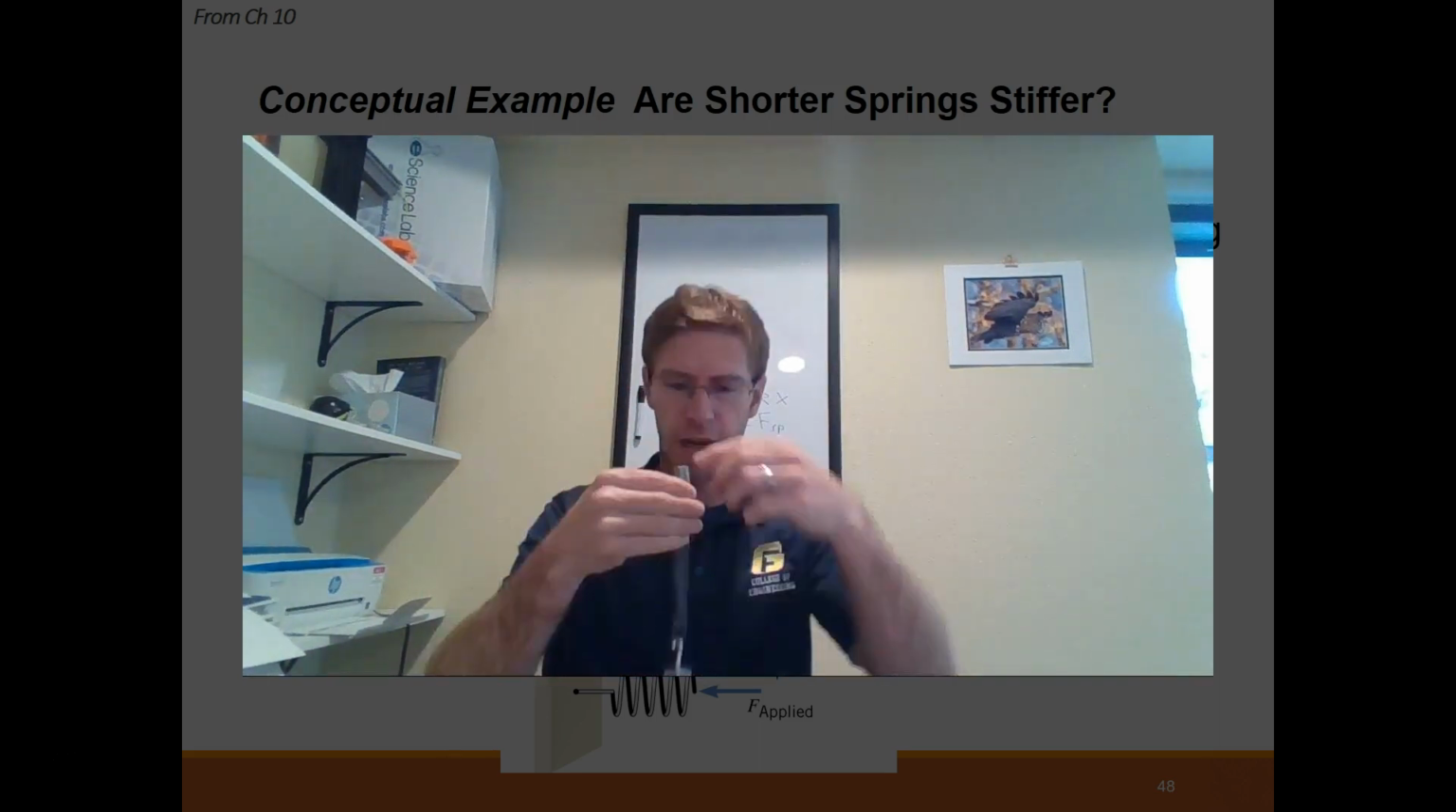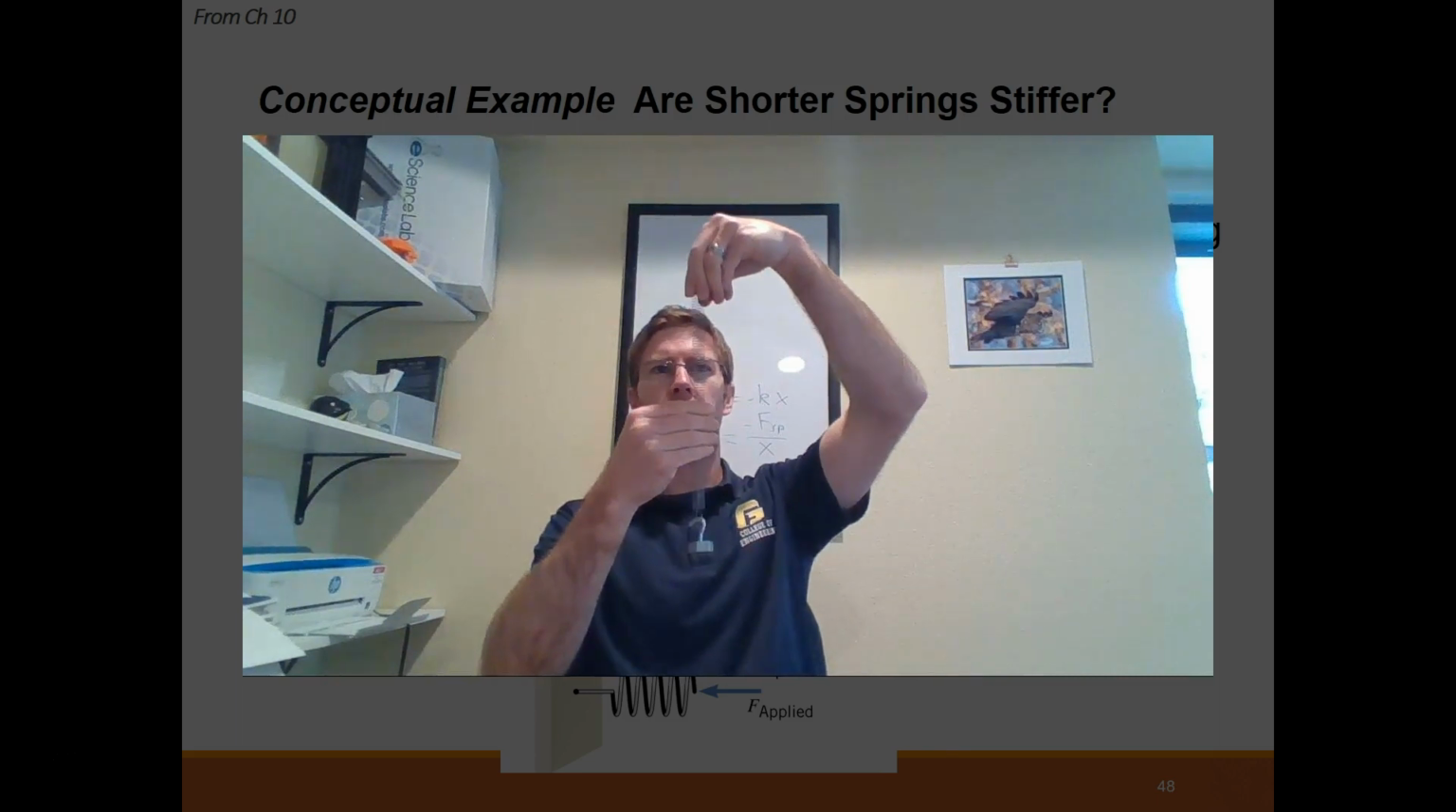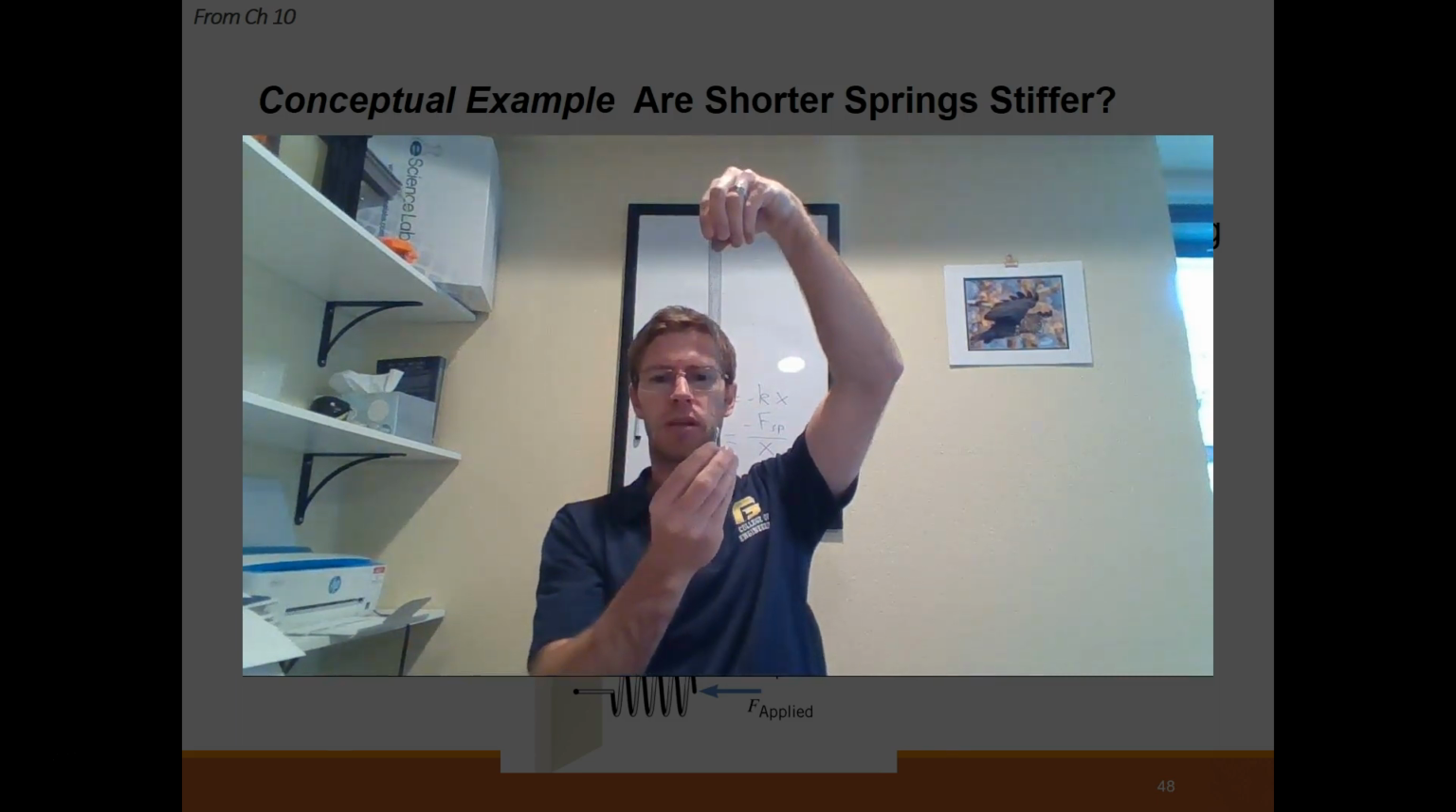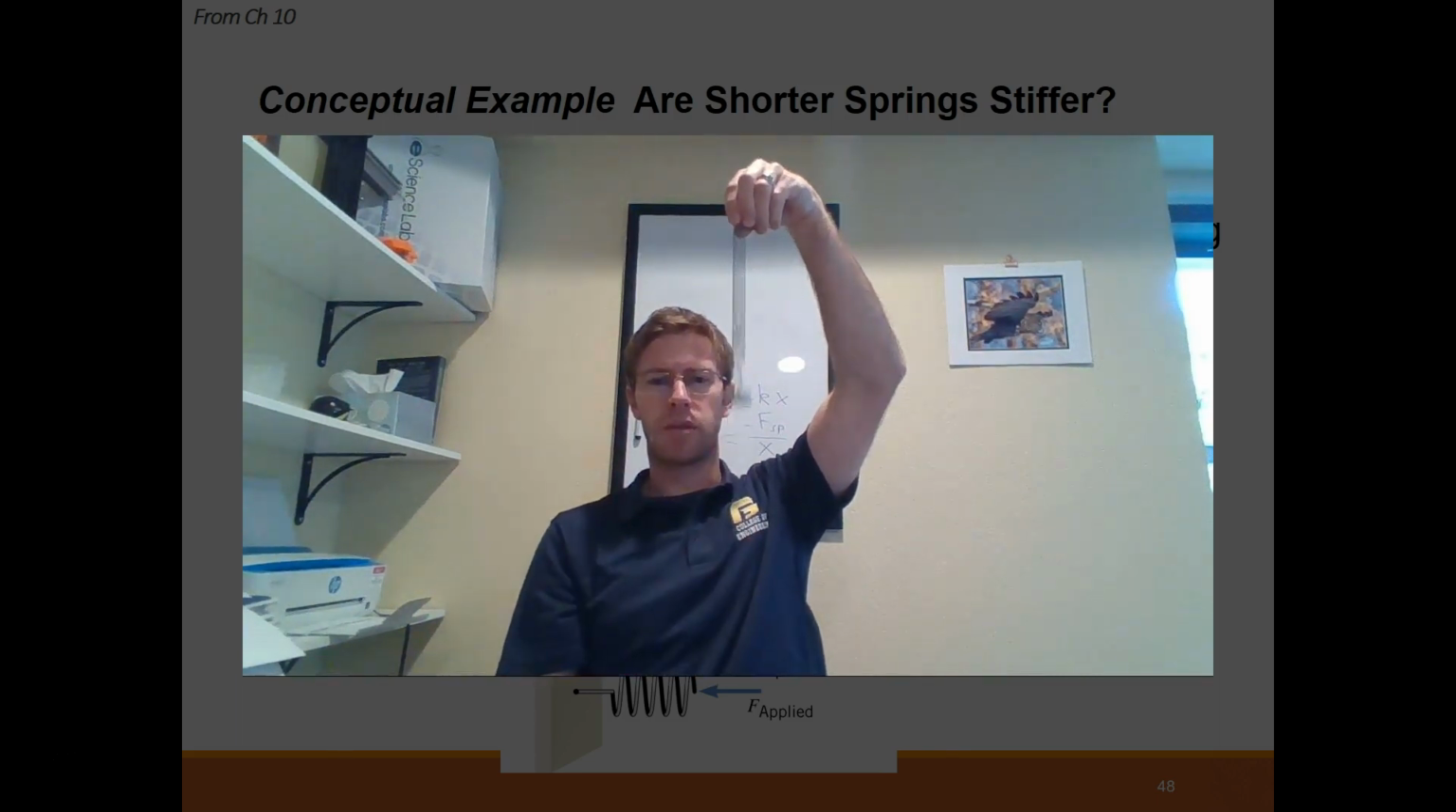Pretty weird, just cutting it in half makes it double. Something we'll learn about later on in class, check this out. If I pull this down, it bounces up and down at a certain rate. The rate at which it bounces up and down is directly proportional to the spring constant.